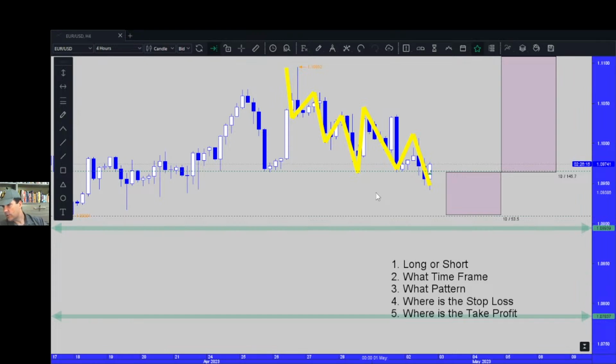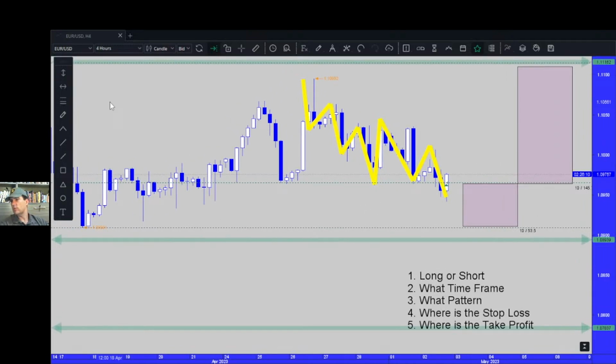You can short on time frame lower than the 4-hour, exactly. Anybody else want to go long or short on euro dollar?